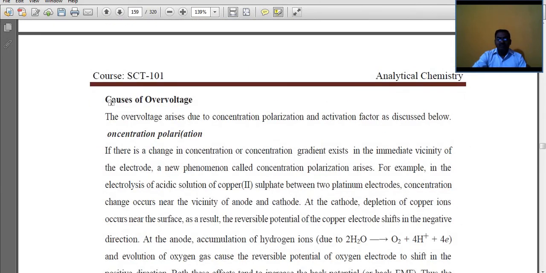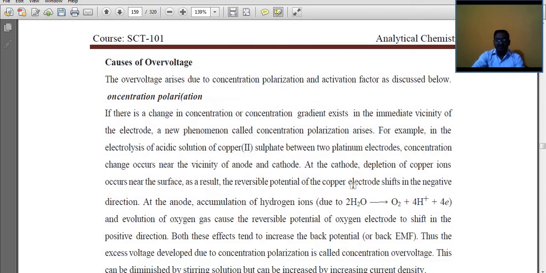What are the causes of this overvoltage? The overvoltage arises due to concentration, polarization, and activation factors as discussed below. The concentration polarization.